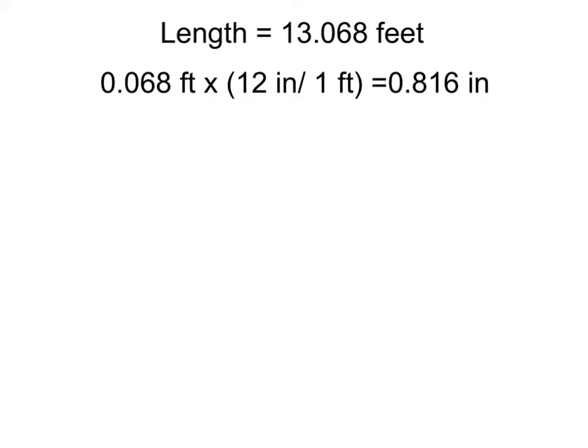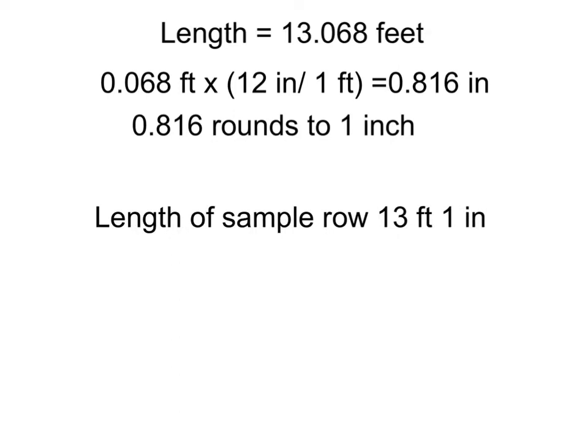That decimal portion of a foot also needs to be converted to inches. And since there are 12 inches in 1 foot, we will multiply 0.068 times 12. This gives us the value of 0.816 inches. The 0.816 inches, then, we will round to the nearest inch. And so we have a total length of 13 feet 1 inch for our sample row. This will give us the length of the row that we need to analyze to get 1/1000th of an acre.